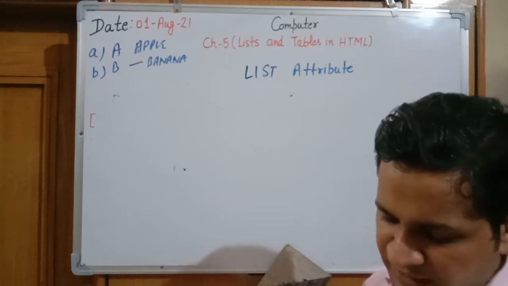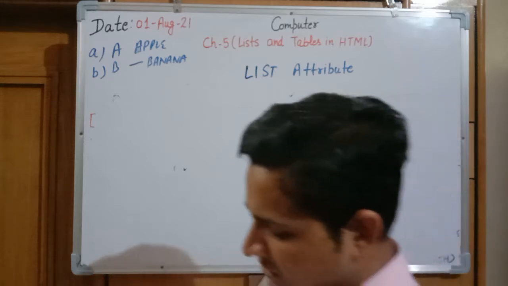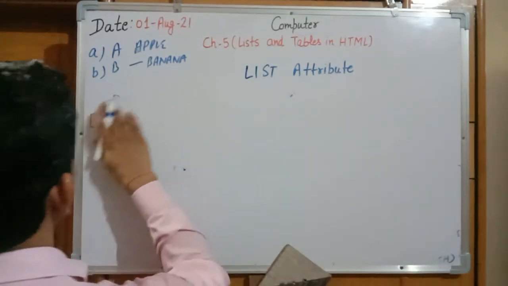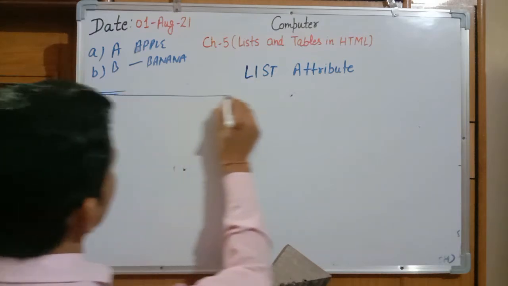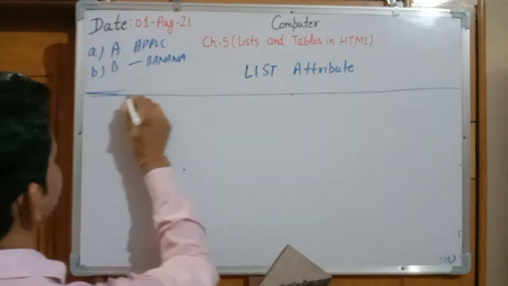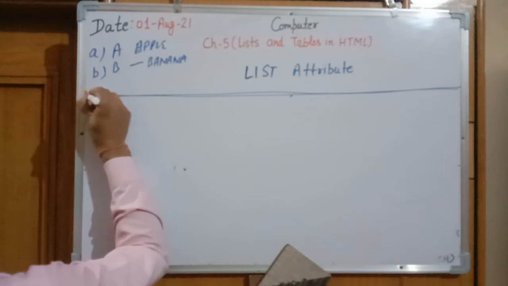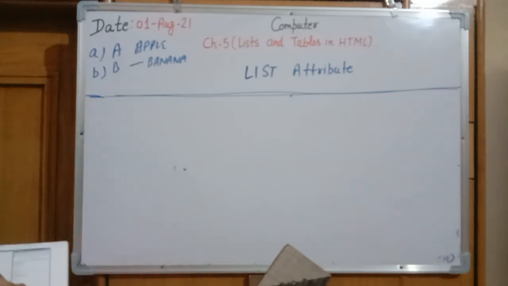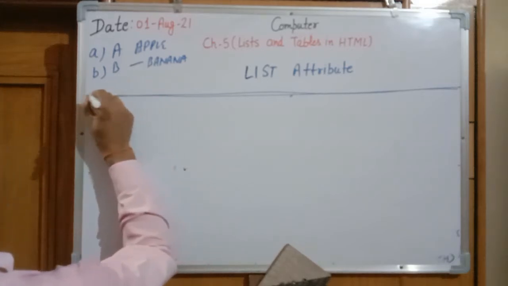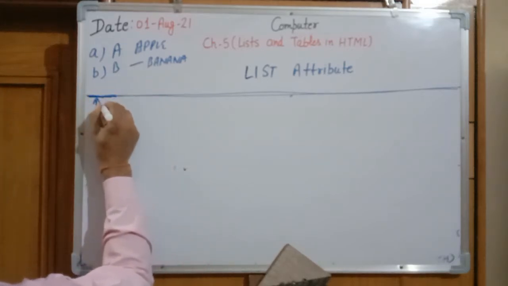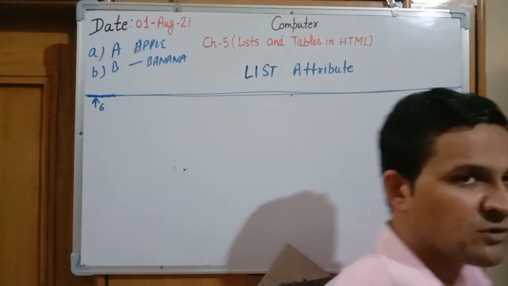HR align equal to center, size is 8 and width is 100%. Try to understand, and color is maroon. HR is horizontal rule that will draw a straight line, and the width they have given 100%, it will be for the complete page. Size is given 6. This is the number of pixels. It means the thickness will be 6, and percentage will be 100. Color will be maroon. This is the concept of HR tag.